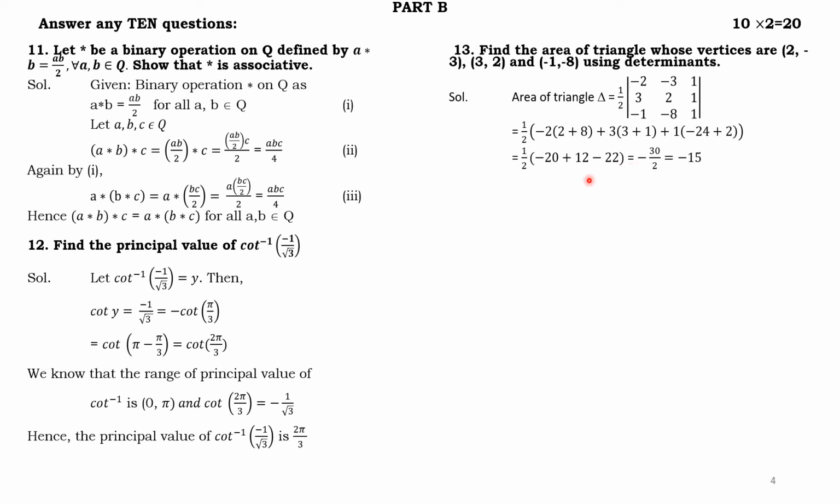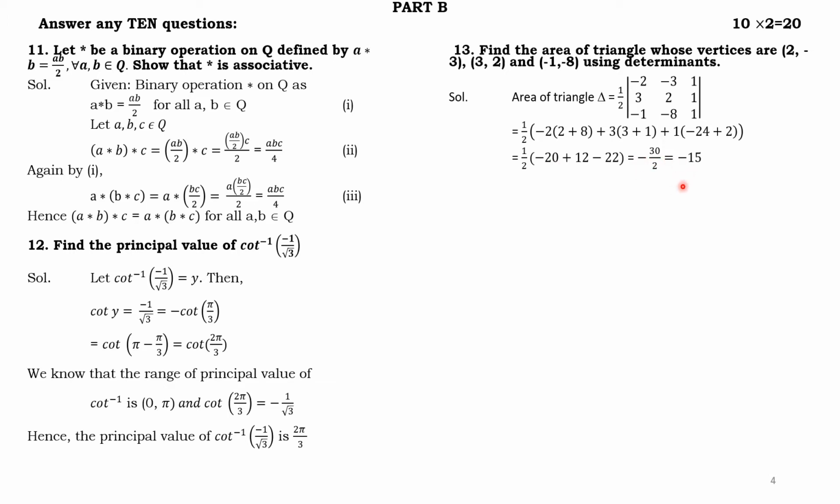That is equal to half into 2 into 8 plus 2 is 10, minus 20, plus 3 into 4, 12, minus 22 into 1, that is equal to minus 30. Simplifying, that is minus 20 minus 22 is minus 42, plus 12 is minus 30. That is equal to minus 15.